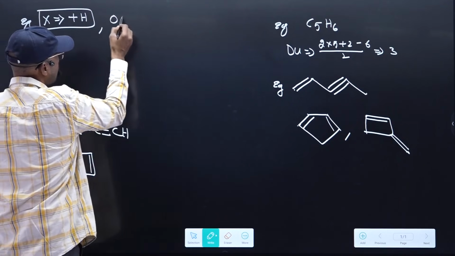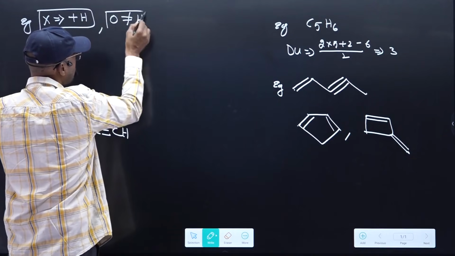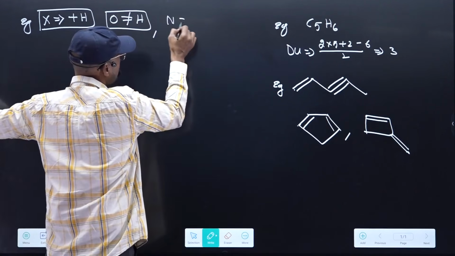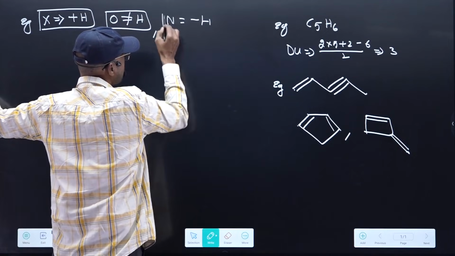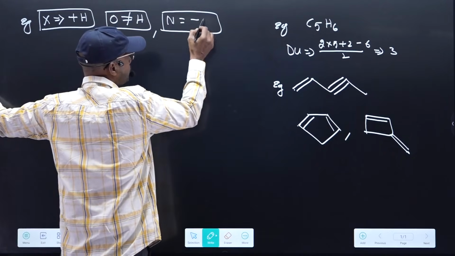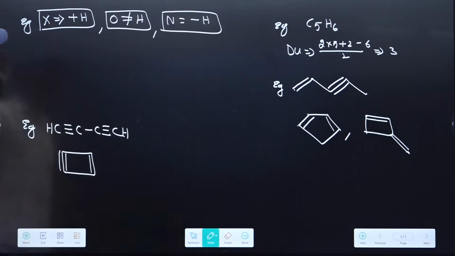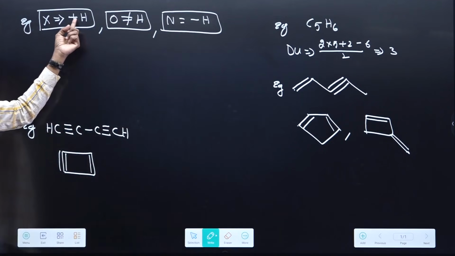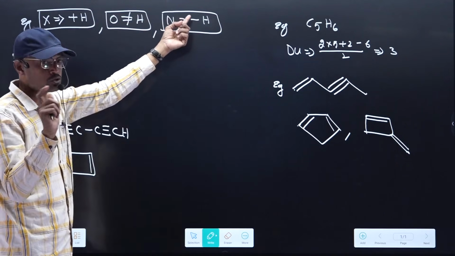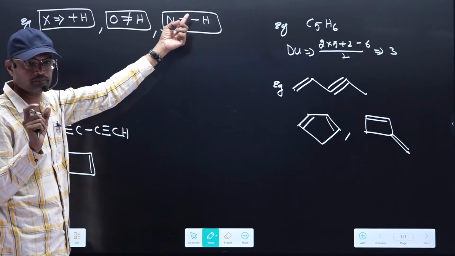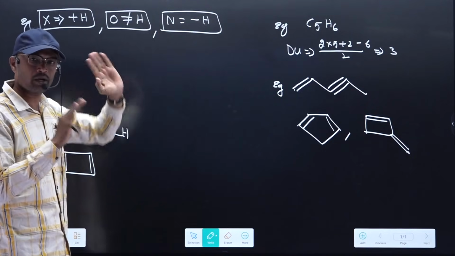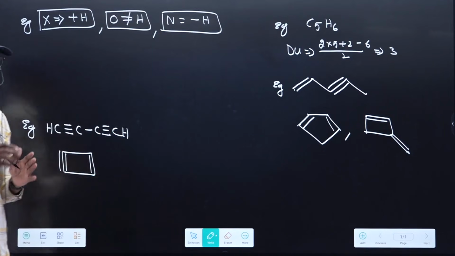Then every oxygen doesn't affect hydrogens. No need to remove, no need to add. And every nitrogen, remove one hydrogen, minus one hydrogen. You remember this formula? If you want to calculate degree of unsaturation for an organic molecule having halogen, every halogen, assume one hydrogen. Every nitrogen, remove one hydrogen. Actually we are not really removing. To calculate Du, we are assuming it in mind. But later, while writing the structure, you need to write the same atoms.